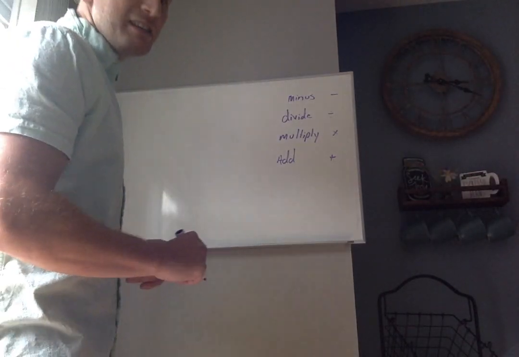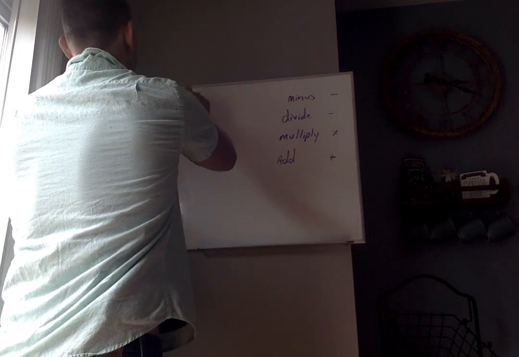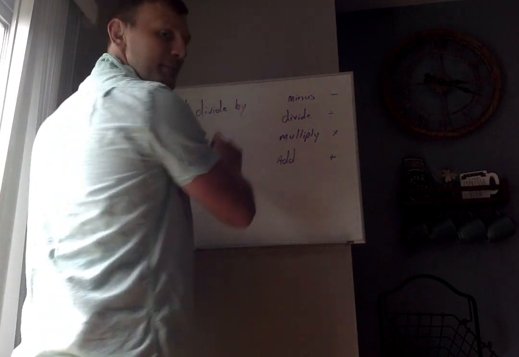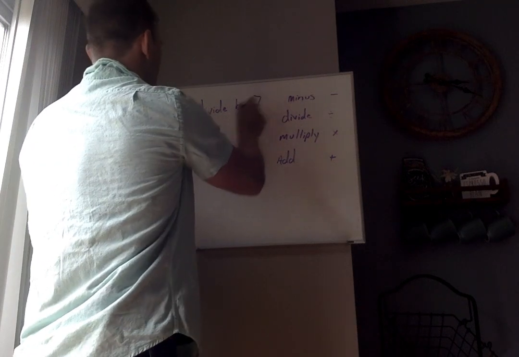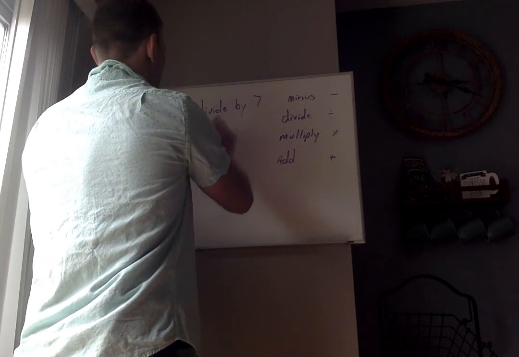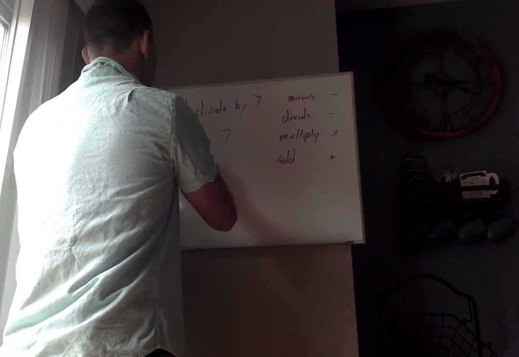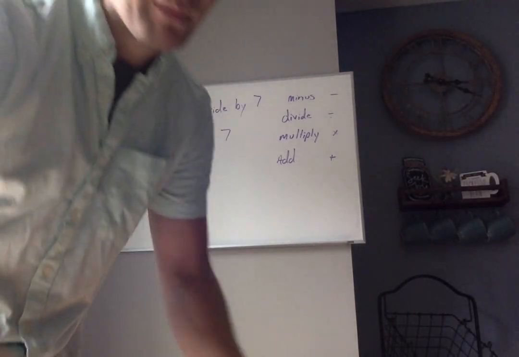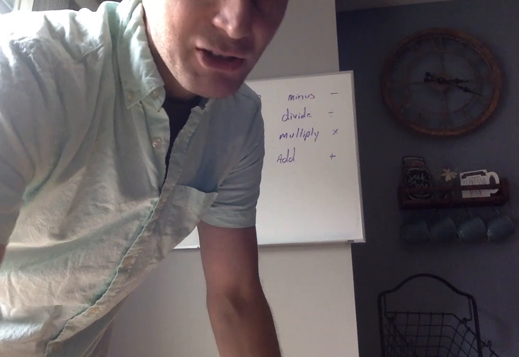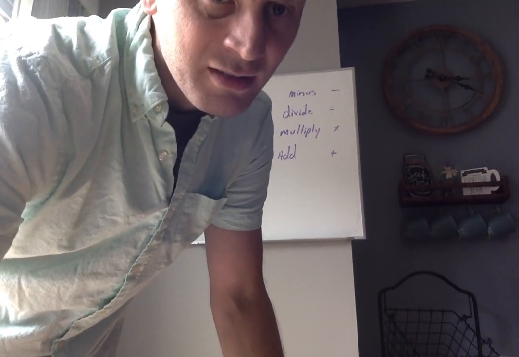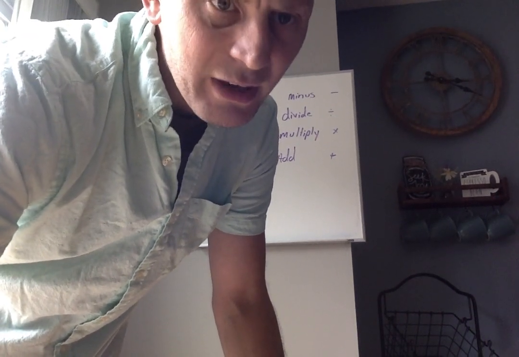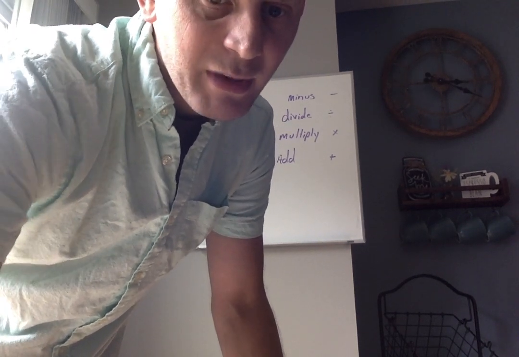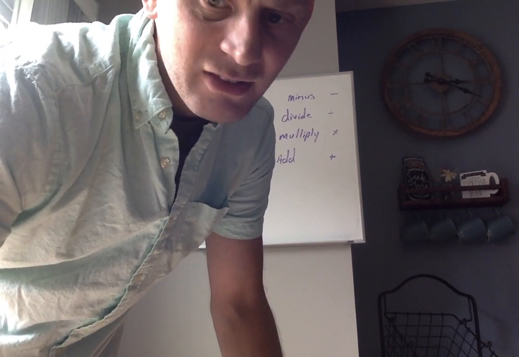So the next one says d divided by 7. So this is just d divided by 7. If you can't write it like that, you can write d over 7. Okay, because remember, a fraction means division. So I would go ahead and type in d divided by 7 as a fraction.